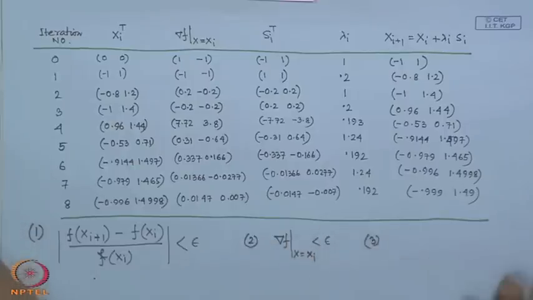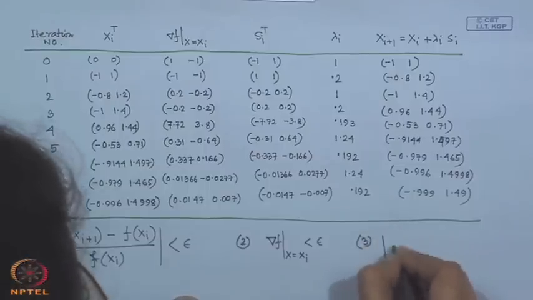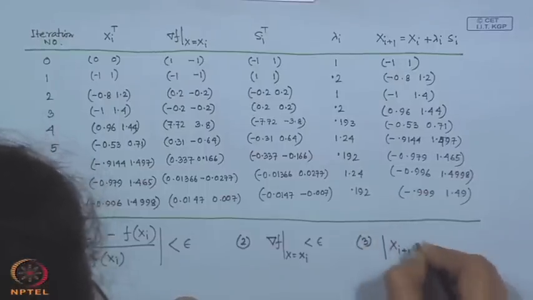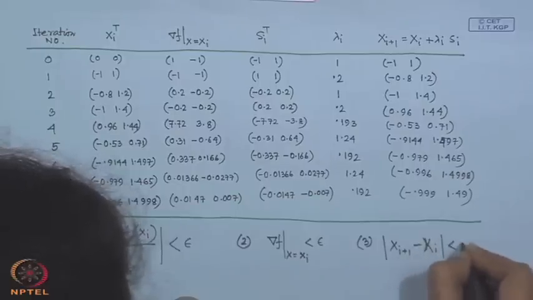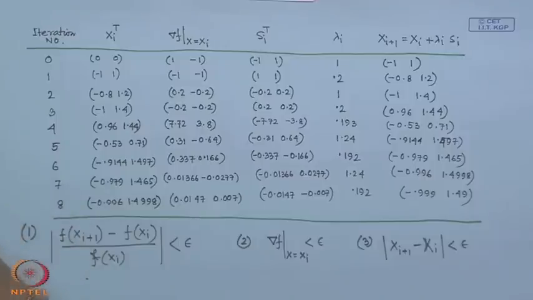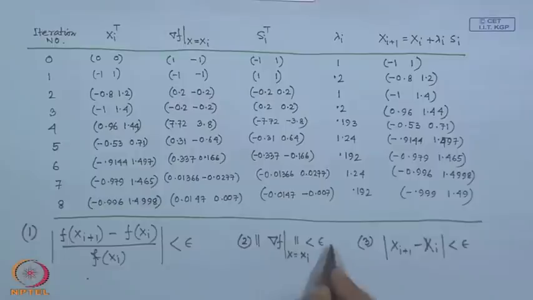And there is a third process also, that is we will see the x i values, if they are very close, then also we can stop. Actually we are considering here the norm of delta f, because delta f is a vector. If we see the norm of that value is coming very small, then only we stop.